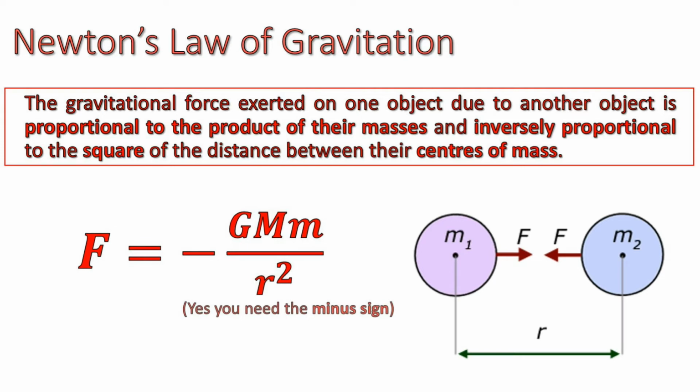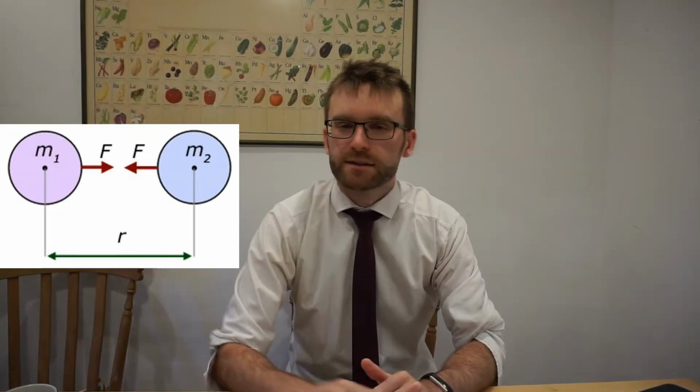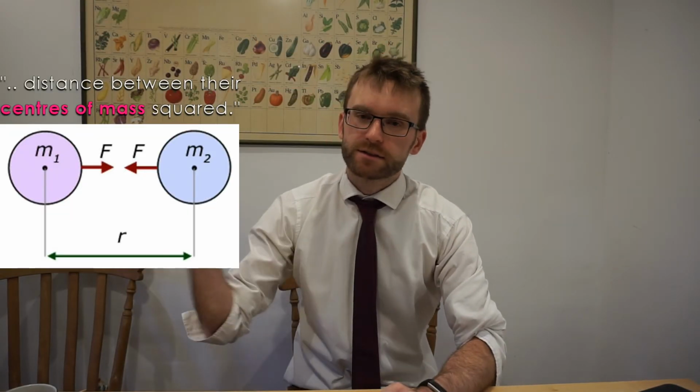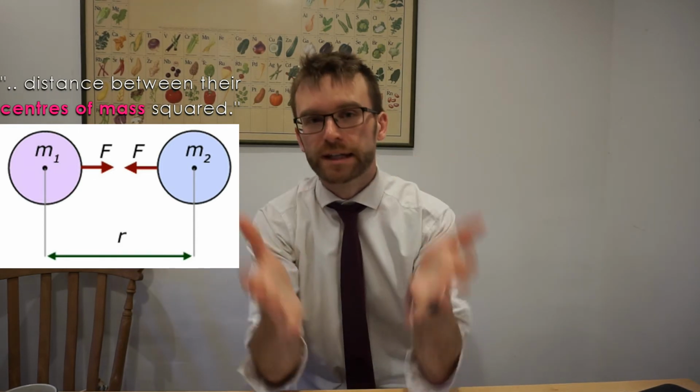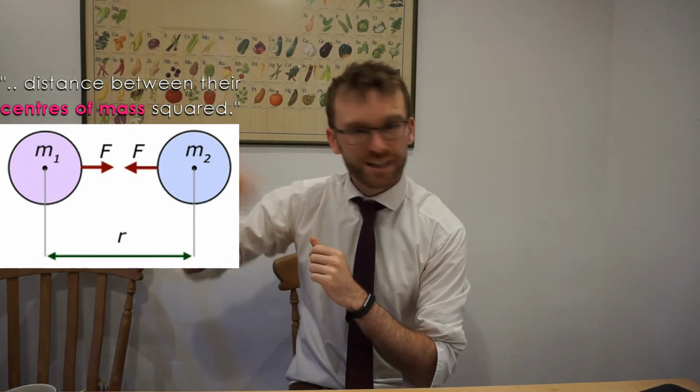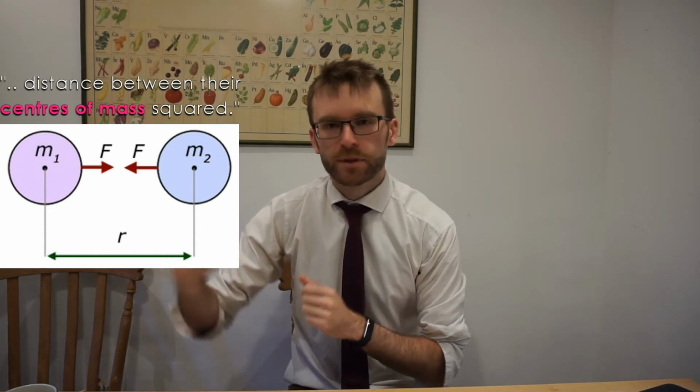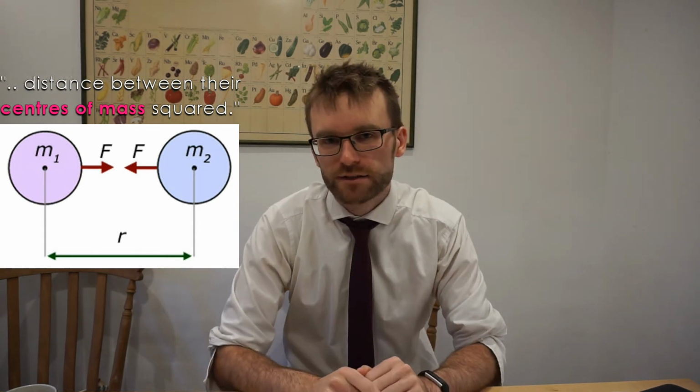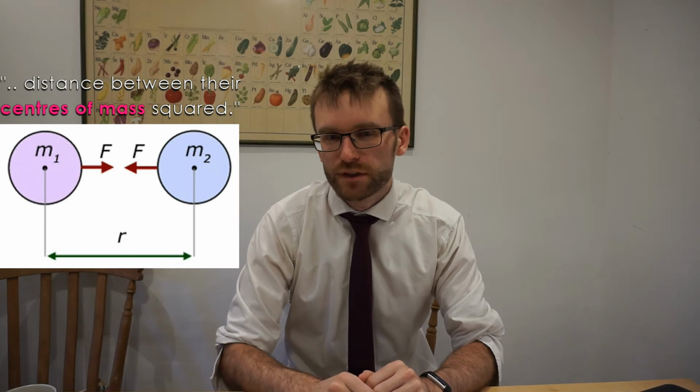Look at that again. It's proportional to the product of their masses, big M times little m. And it's inversely proportional to the distance between their centres of mass squared. It's important that we say between centres of mass. That is what a lot of people forget. Again, remember, if I was writing this on the board in real life, I would be underlining that and saying, make sure you remember between the centres of mass. Because if you say from the surface, that's not correct.